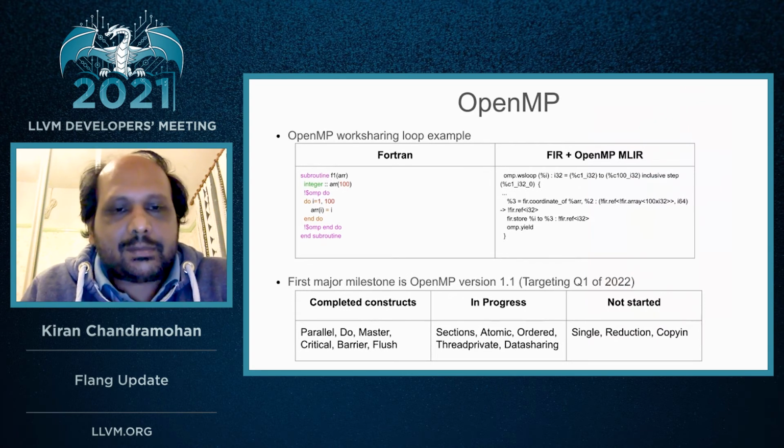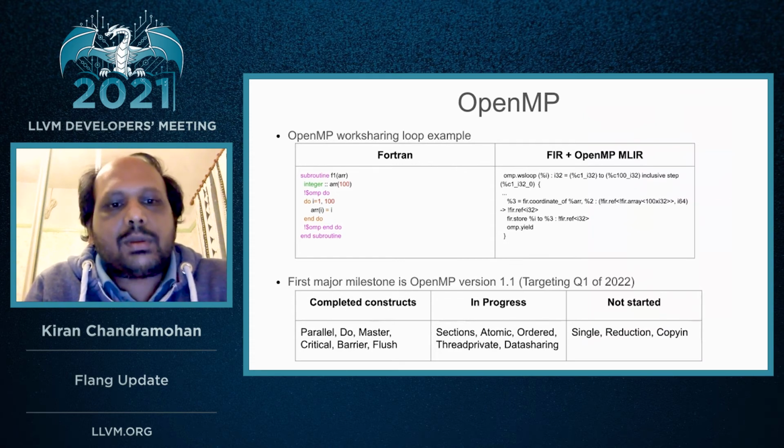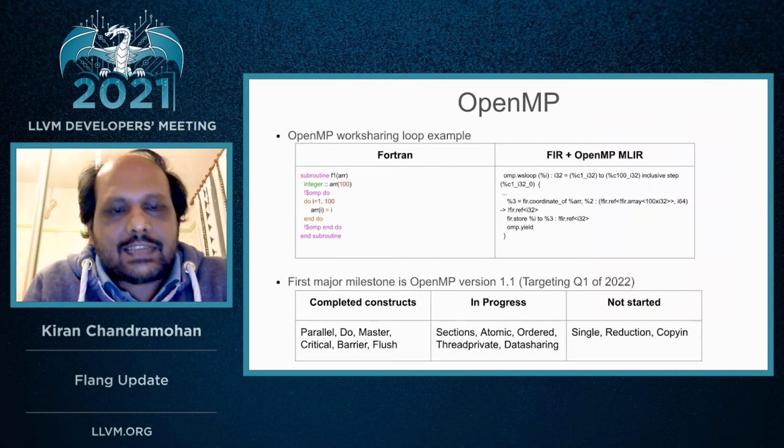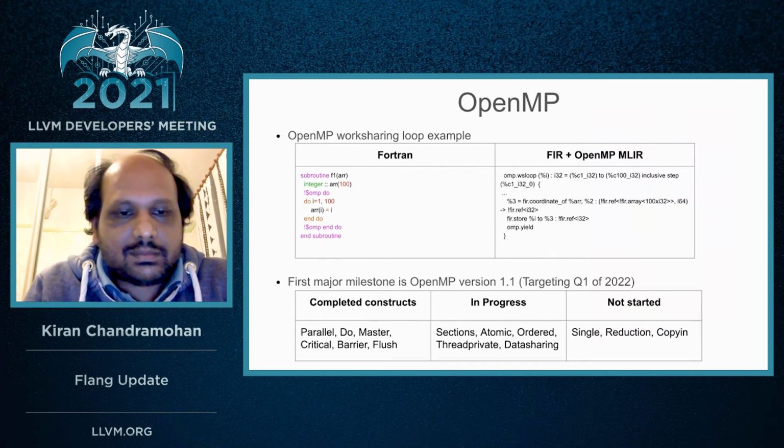In this slide, we have an example. So one of the constructs that we managed to implement end-to-end is the OpenMP work sharing loop. The first table that we see on this slide shows an example. On the left-hand side is the Fortran source code. Here we have a work sharing loop which iterates over from 1 to 100 and fills an array ARR with the value of I. On the right-hand side, we can see the MLIR portion.